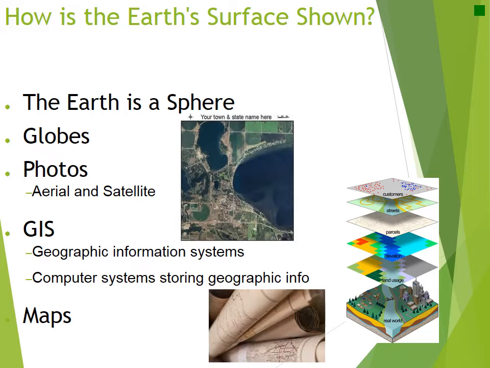A globe is just a small model of the Earth. There's one in my classroom. You've seen them all over the place. We've worked with them before. The globe is the best way, but the problem with the globe is it's really hard to tell how to get from your house to my house on a globe.